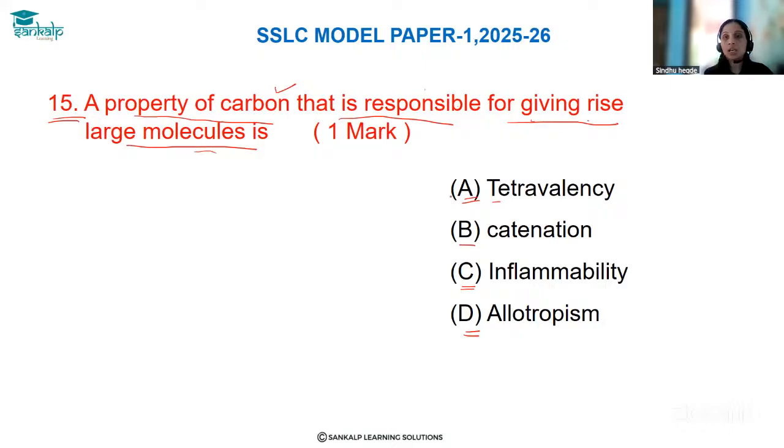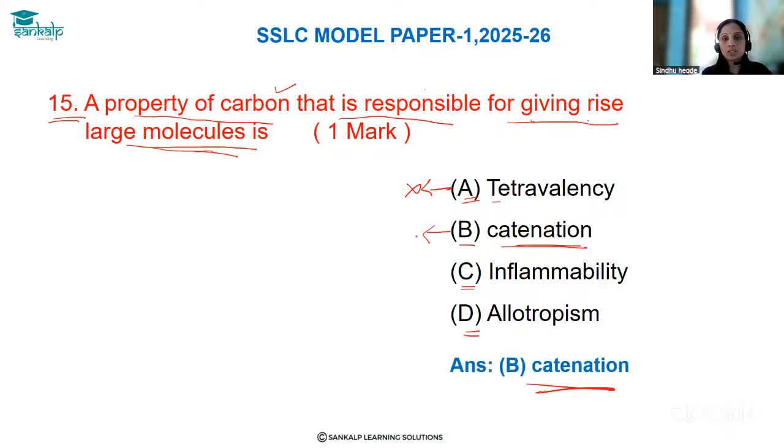That is the question. Here tetravalency is nothing but carbon having a valency of 4. It bonds with another 4 atoms. It does not form the large chain. So this is wrong. And the second one is catenation. Catenation is a unique property of carbon, where carbon bonds with other carbon atoms and gives rise to large molecules. So catenation is the correct answer.